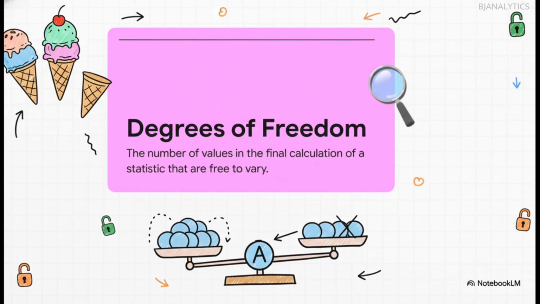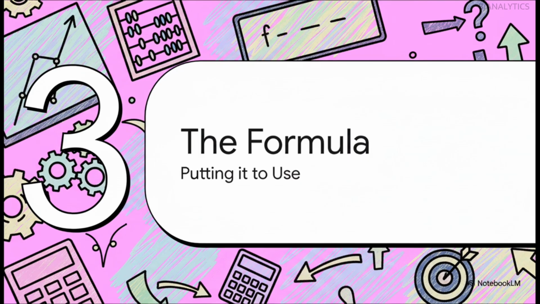And believe it or not, that simple ice cream example perfectly explains the real statistical definition. Degrees of freedom, it's just the number of values in a calculation that are actually free to be whatever they want. As soon as you add a constraint, like say you already know the average of all your numbers, well then that last value is no longer free. It's totally locked in.